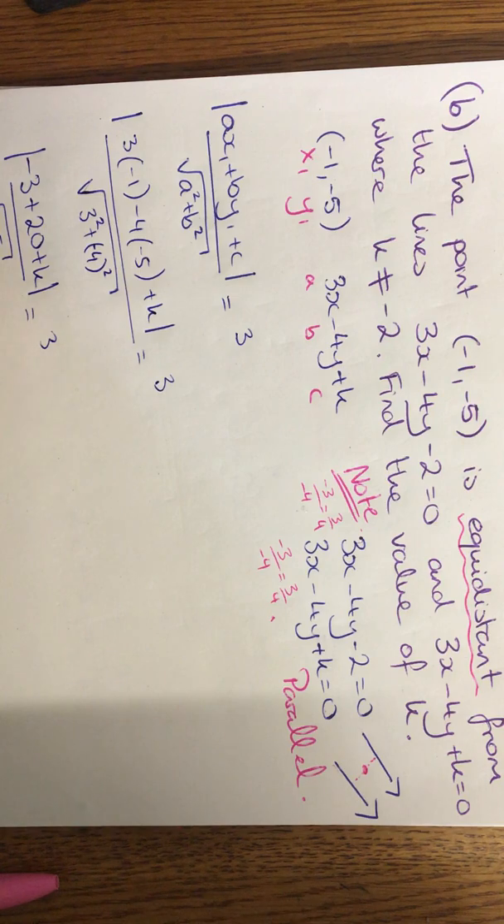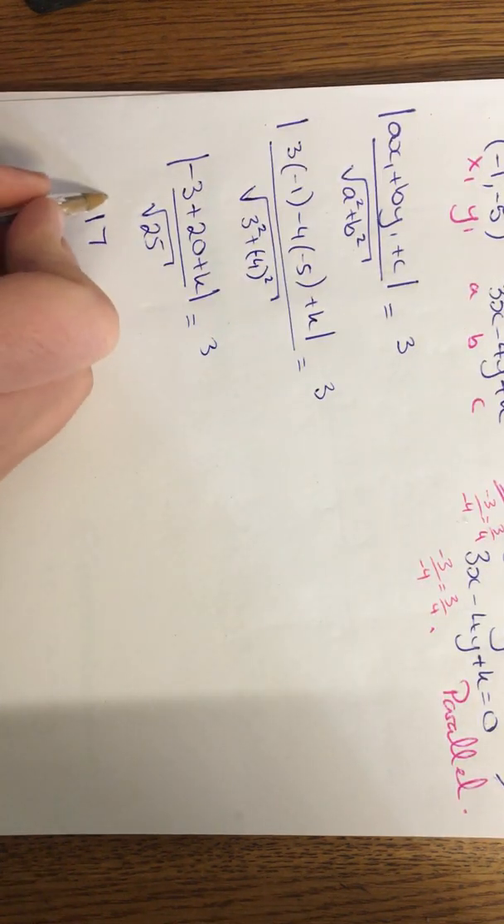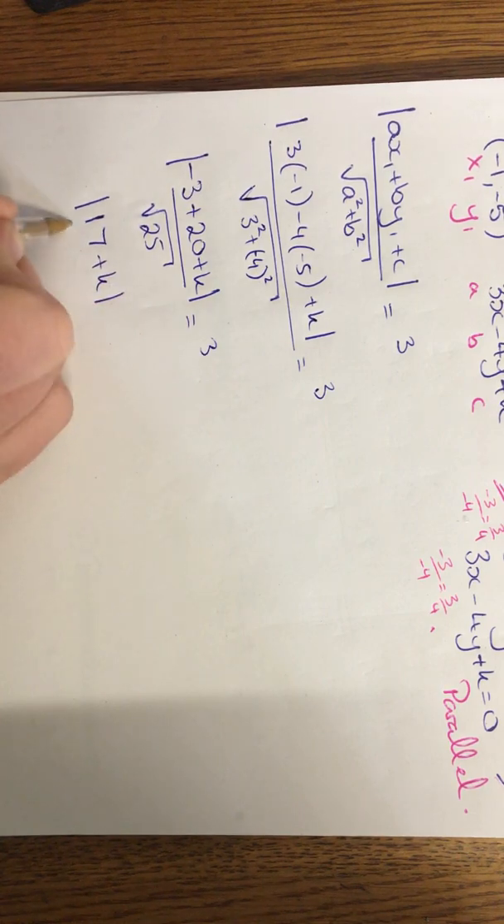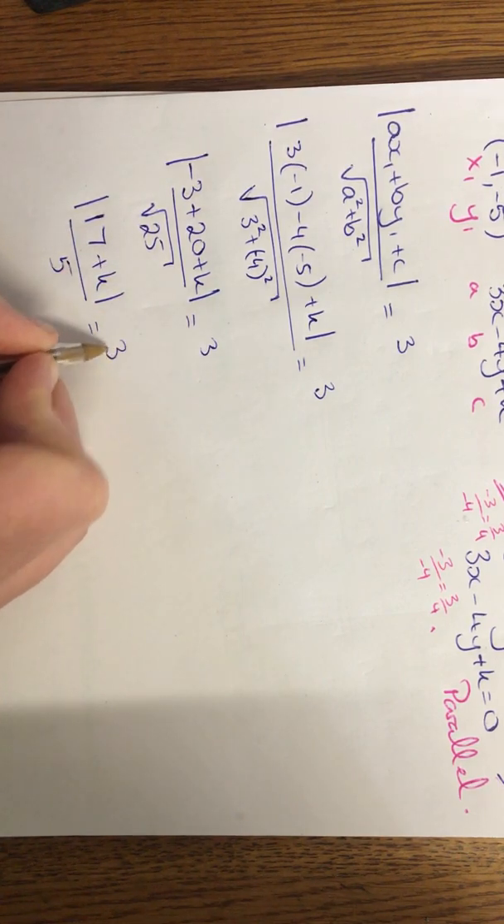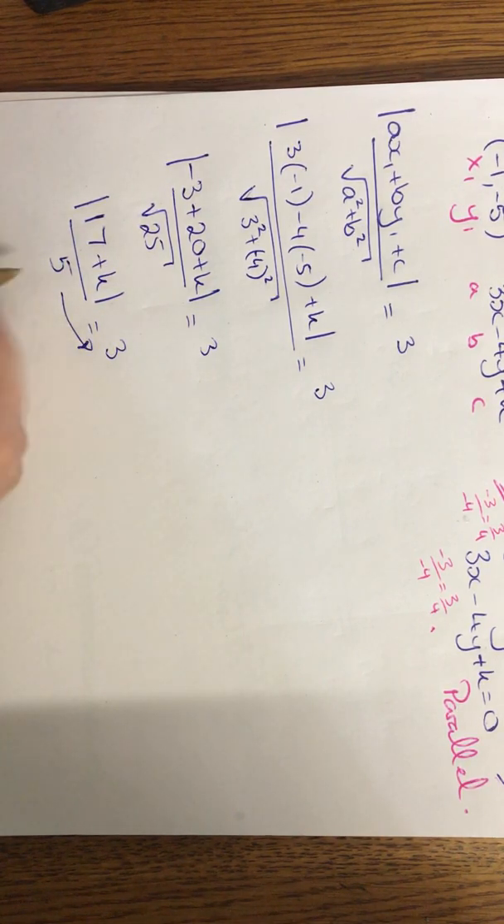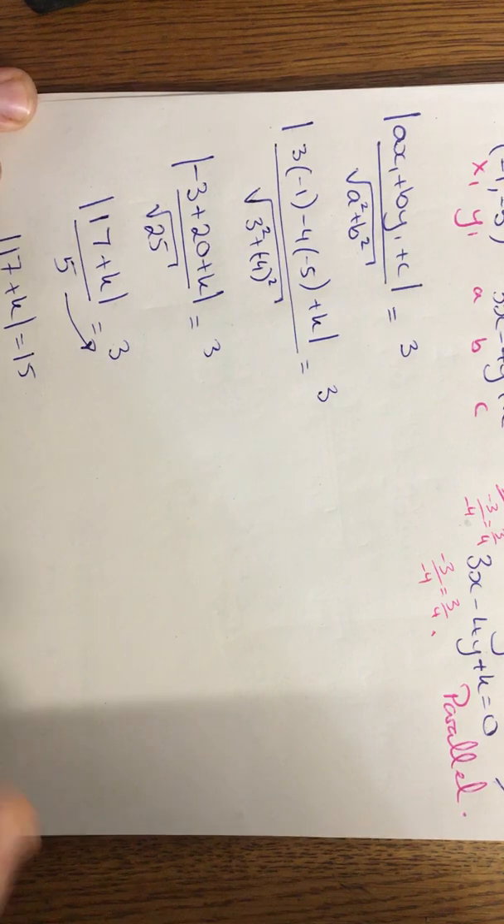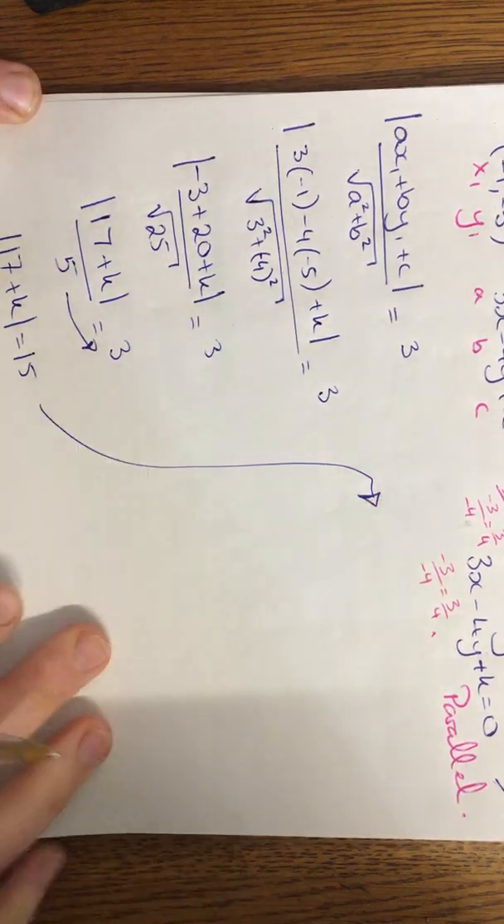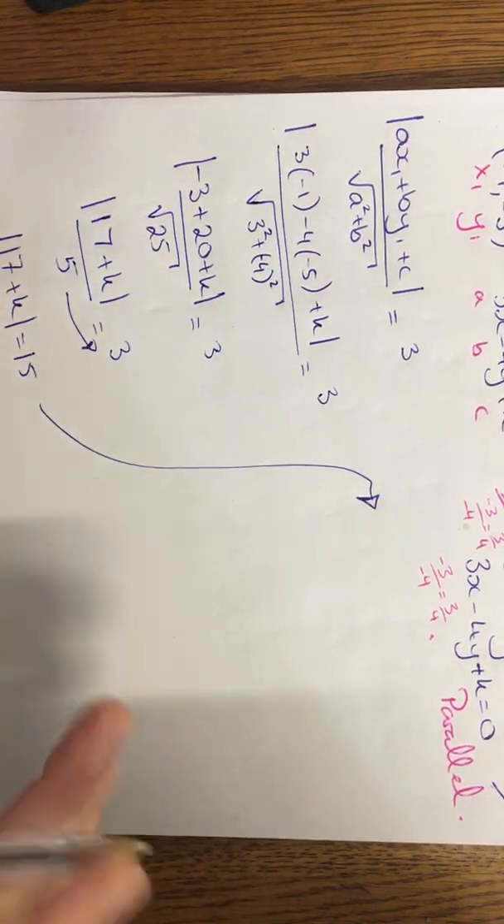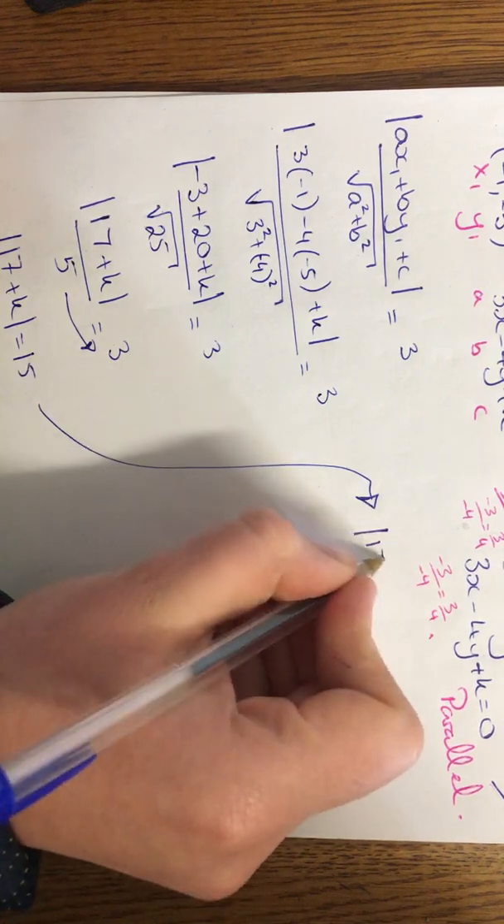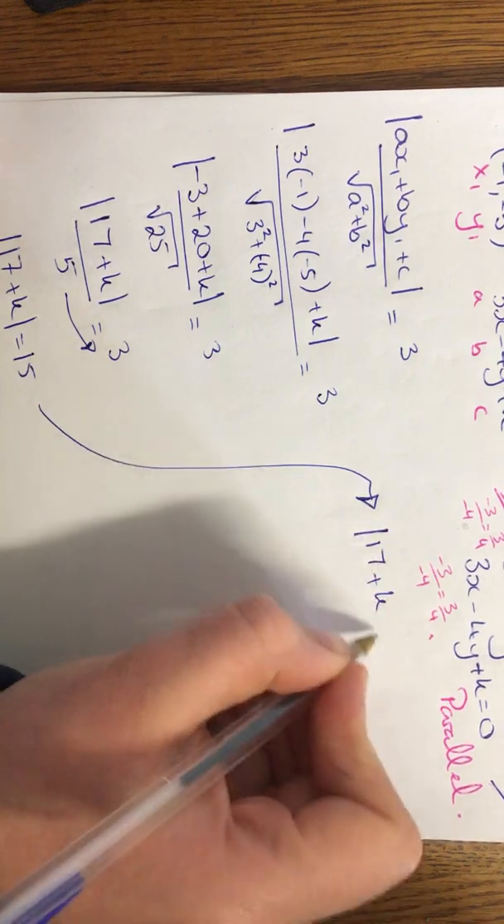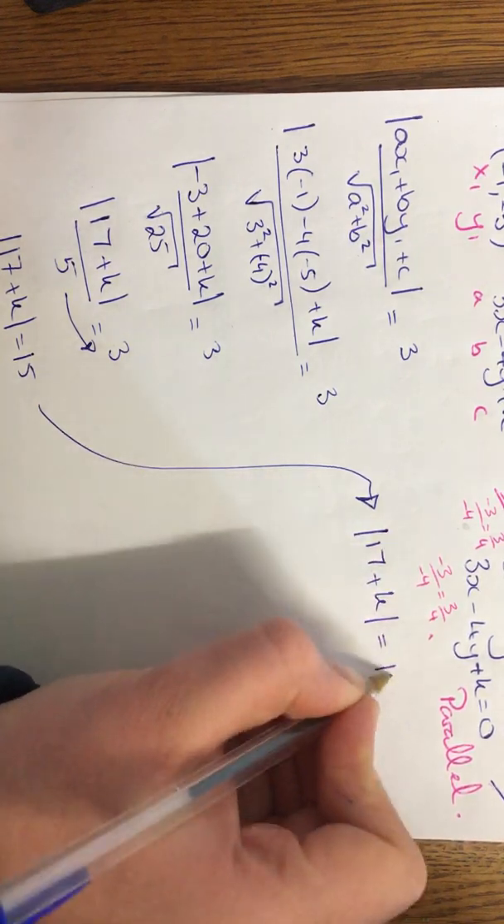So what do I have here? So I have 17 plus k over 5 is equal to 3. So we cross multiply. So I have 17 plus k is equal to 15. Okay, so I'm going to bring that up here now to solve it. So I have 17 plus k is equal to 15.